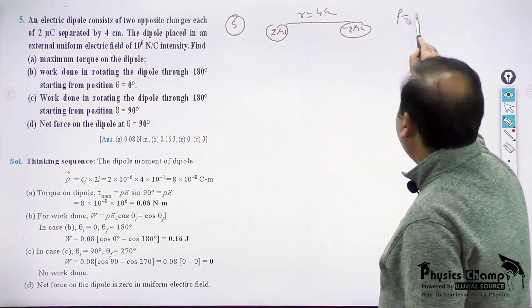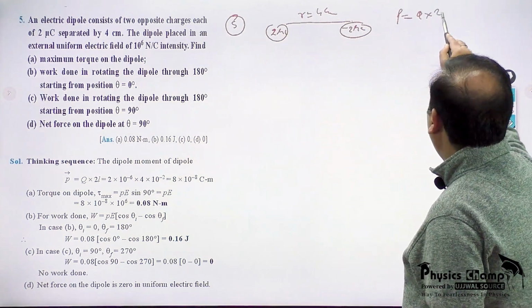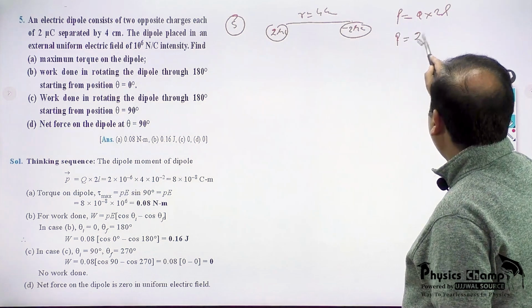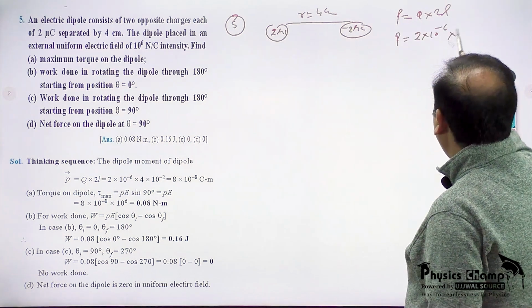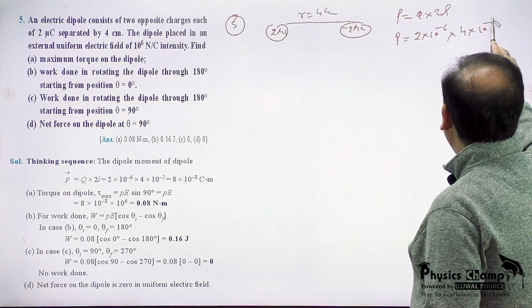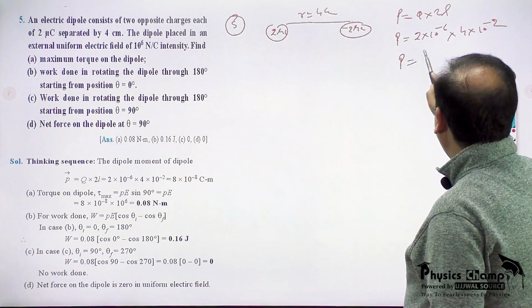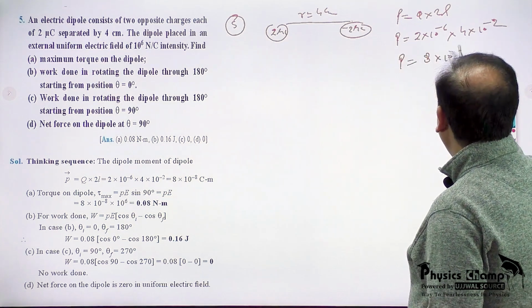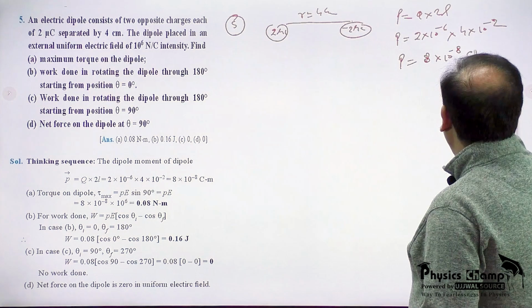I can find its dipole moment, which will be Q into 2L. So its dipole moment is 2 into 10 to the power minus 6 into 4 into 10 to the power minus 2. So the dipole moment is 8 into 10 to the power minus 8 Coulomb meter.